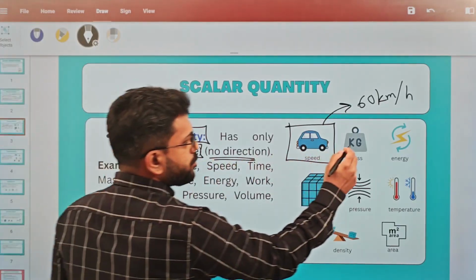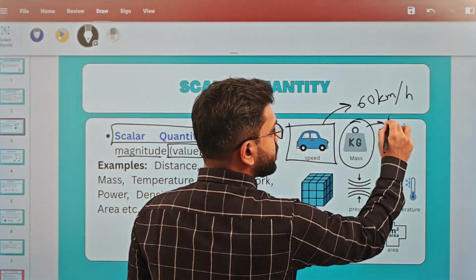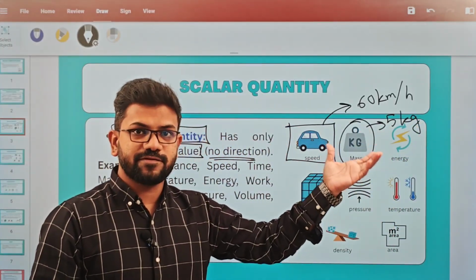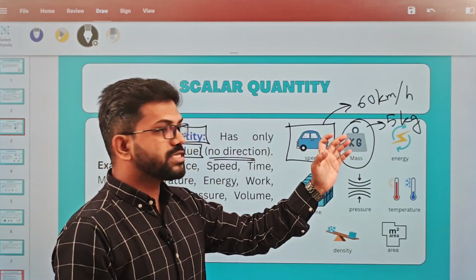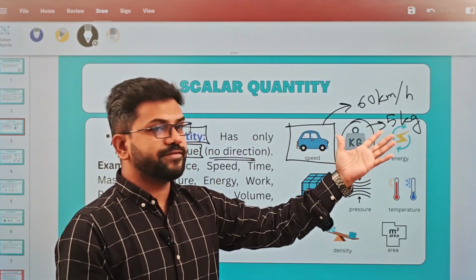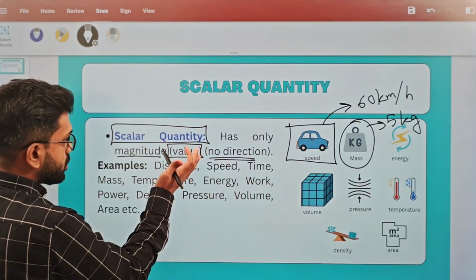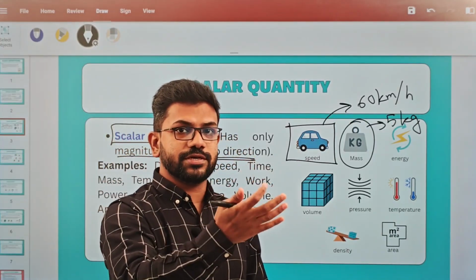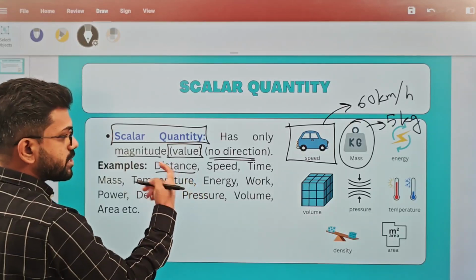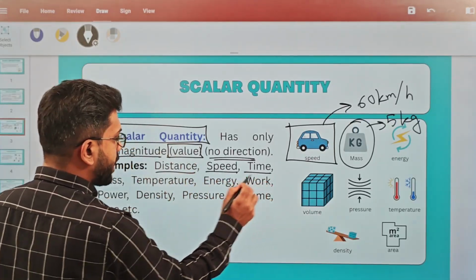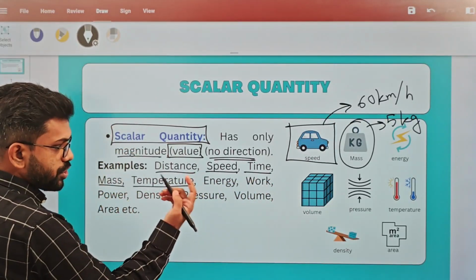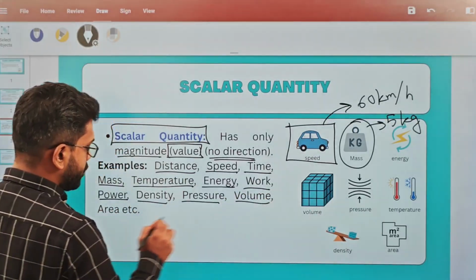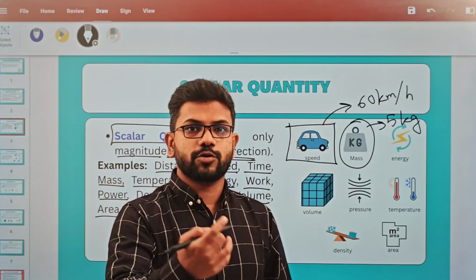Okay. Similarly, when you talk about mass, let's say it's 5 kilograms of mass. This object has mass of 5 kilograms. You're not saying in which direction it has 5 kilograms. It's only value. So let me walk you through some examples so that you get familiarized with the scalar quantities. Okay, so distance is a scalar quantity. Speed, time, mass, temperature, energy, work, power, density, pressure, volume, area. These are all scalar quantities.